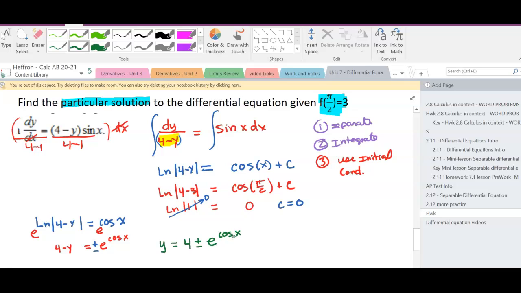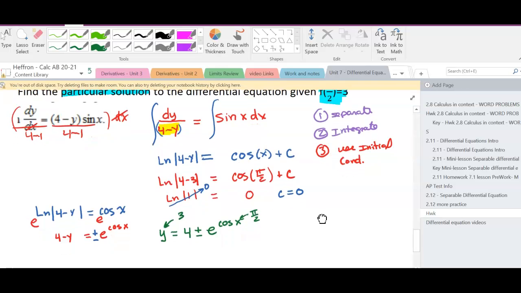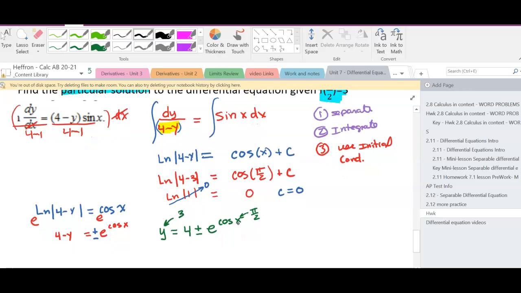I'm trying to choose the plus or the minus, and I know that when x is pi over 2, y better be 3. So let's just see what happens. Cosine of pi over 2 is 0. E to the 0 is really 1. 4 minus 1 equals my 3. So I want the negative of the two options. So that means y equals 4 minus e to the cosine of x.